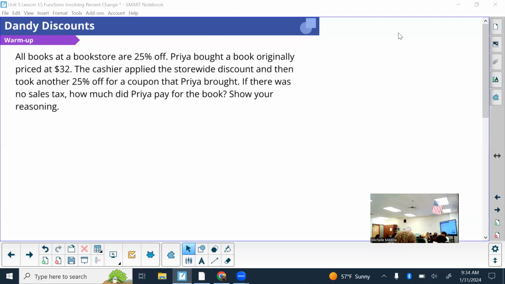For lesson 15, functions involving percent change. Your warm-up question: all books at a bookstore are 25% off. Priya bought a book originally priced at $32. The cashier applied the store-wide discount and then took another 25% off for a coupon that Priya dropped. If there was no sales tax, how much did Priya pay for the book?